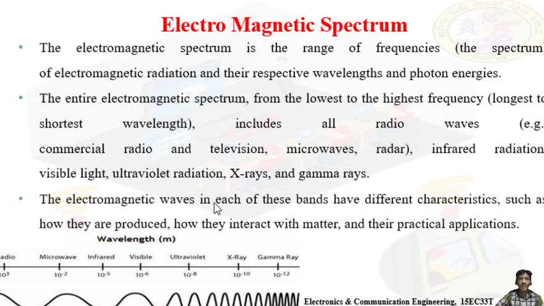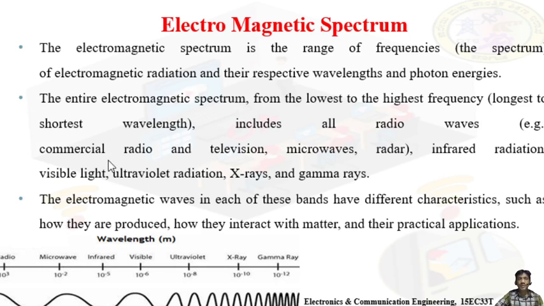The electromagnetic waves in each of these bands have different characteristics, such as how they are produced, how they interact with matter, and their practical application. We know that a different range of frequency is there. For the different range of frequency, there are their own characteristics, that is how they are produced, how they interact with the matter, and also you have a different practical application for the different range of the frequency.